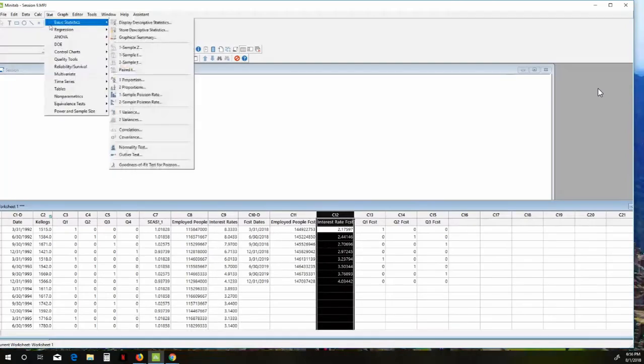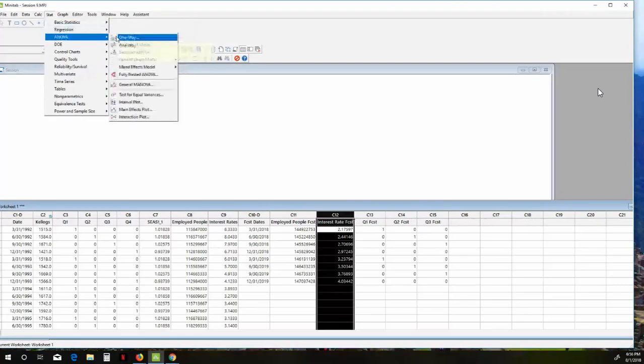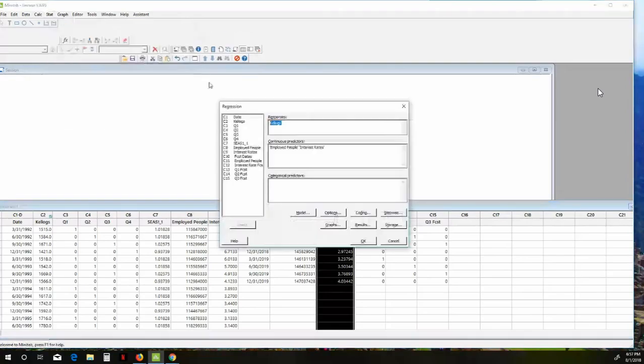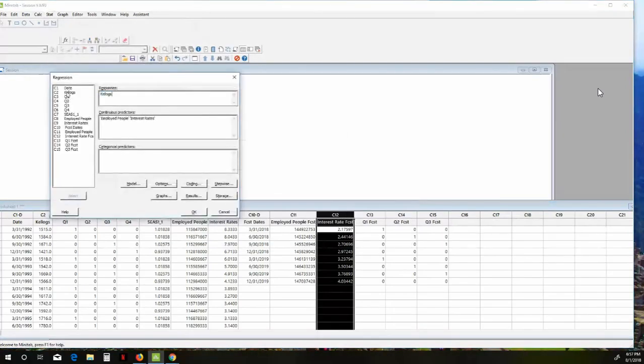And let's see what kind of base model we have if we run regression. Stat, regression, fit regression model. We want to put the company's revenue in as the response variable, that it responds to employed people and interest rates. Okay, let's see what happens when we do that.